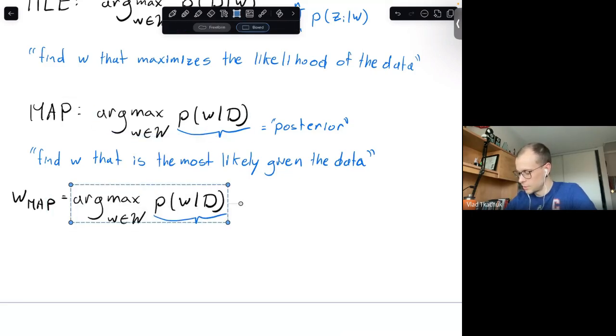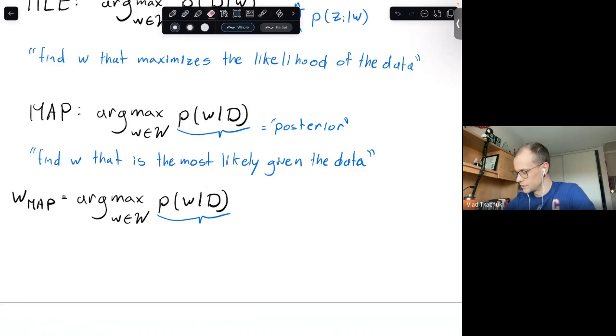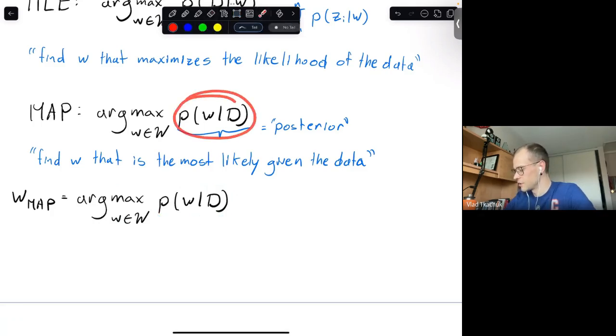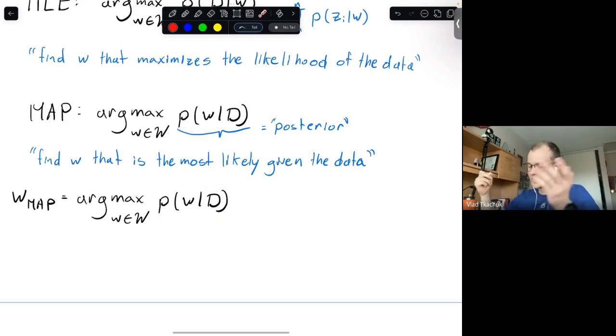Okay, and the one thing I want to mention before I go on is there's some terminology that's used, and this thing here is often called the posterior. We're going to see why this word is used, and it makes sense in English too. And this is where the MAP part comes from. It's like maximizing the posterior. I'll leave this word for now, and we'll come back to it in a second.